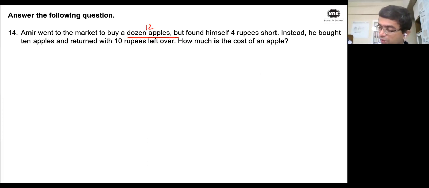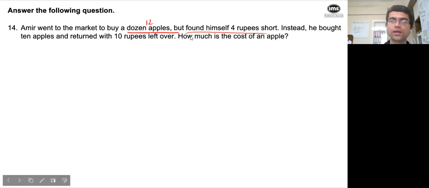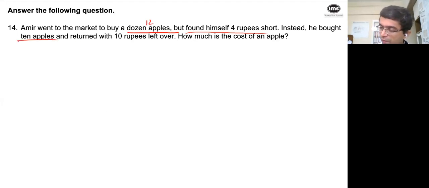Found himself 4 rupees short. Instead, if he bought 10 apples, he returned with 10 rupees. So he buys 12 apples, he is 4 rupees short. He does not have that much change. If he bought 10 apples, he returned with 10 rupees left over. How much is the cost of an apple? Yes, so Tanmay has found the answer.